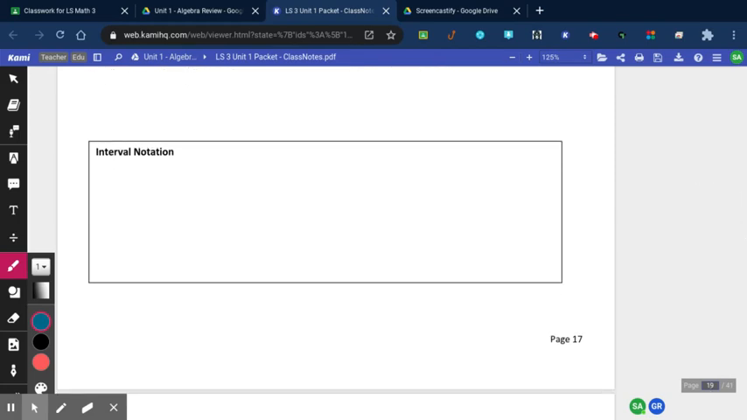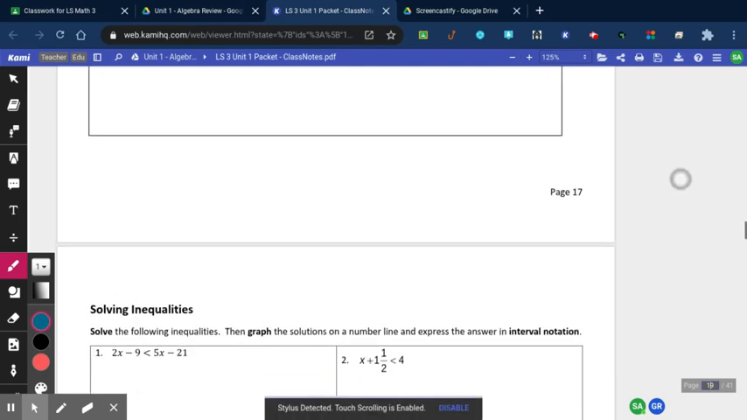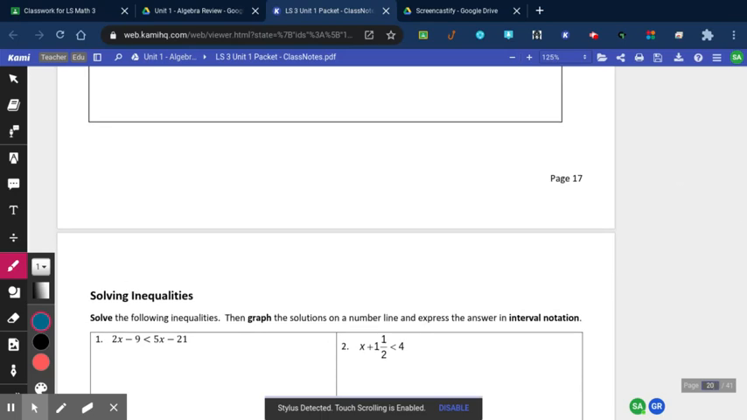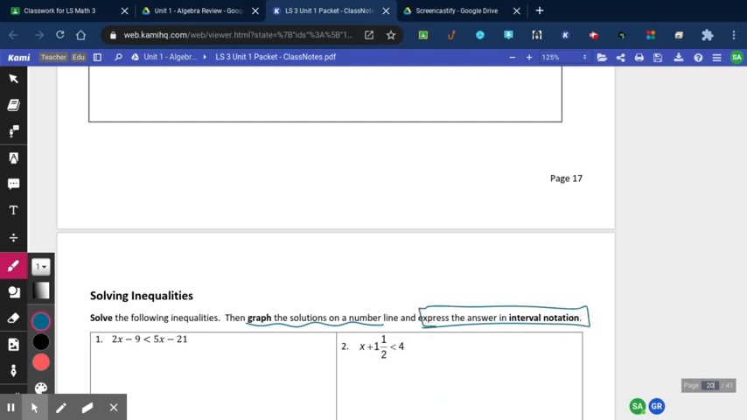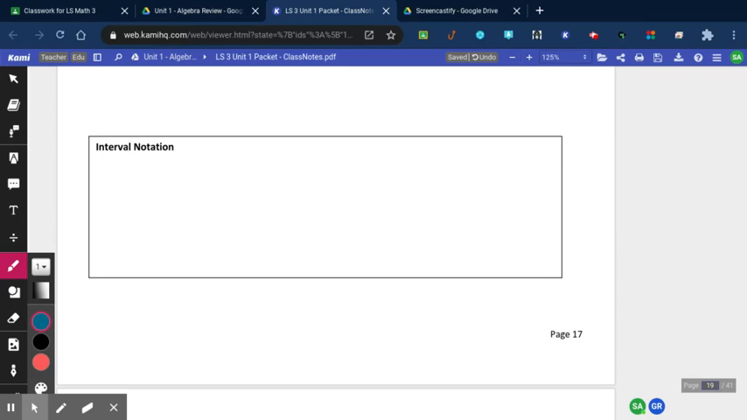So when we talk about interval notation, we're going to see that a lot in inequalities. The directions, for instance, down here say graph the solutions on a number line and then express an answer in interval notation. Okay, so when we think about what interval notation is, you guys will see things like brackets, or parentheses. You might see a parenthesis with the bracket, right? There's all kinds of different options here. And they should look familiar to you, but we're going to just talk about what these mean, okay?